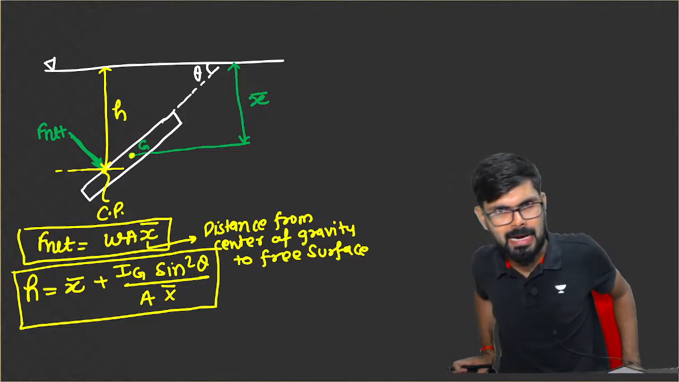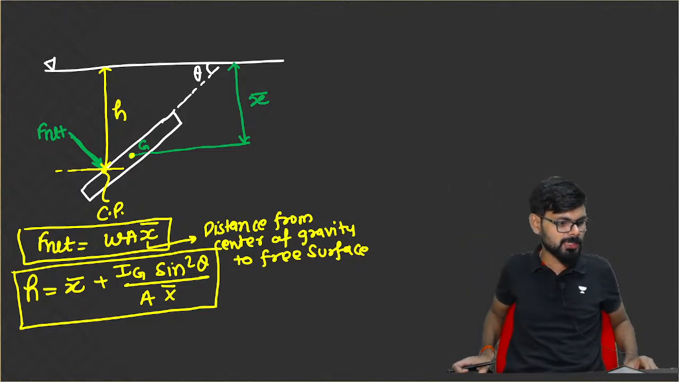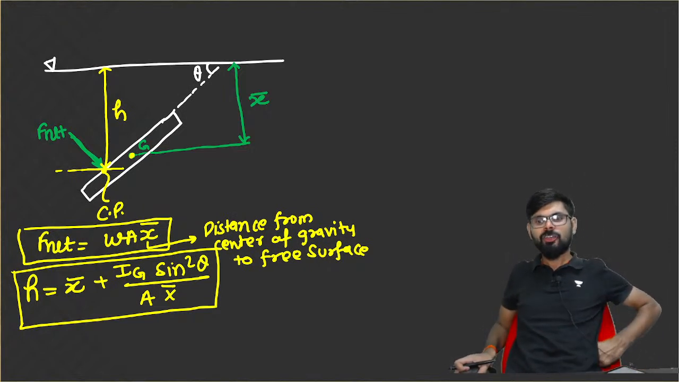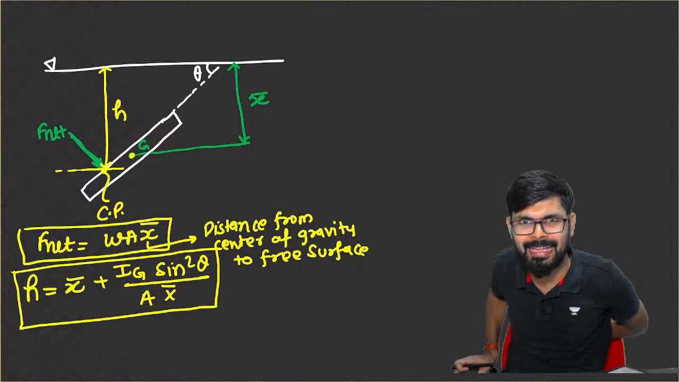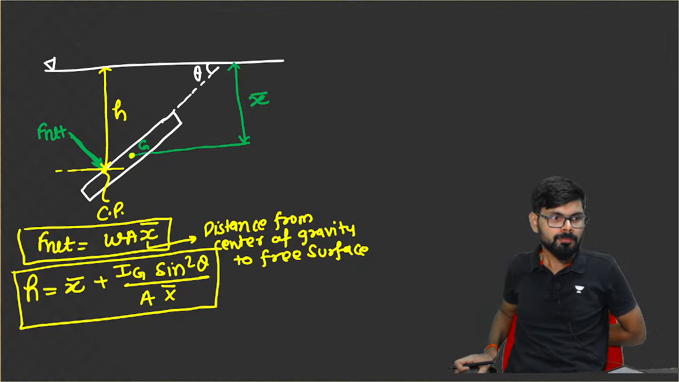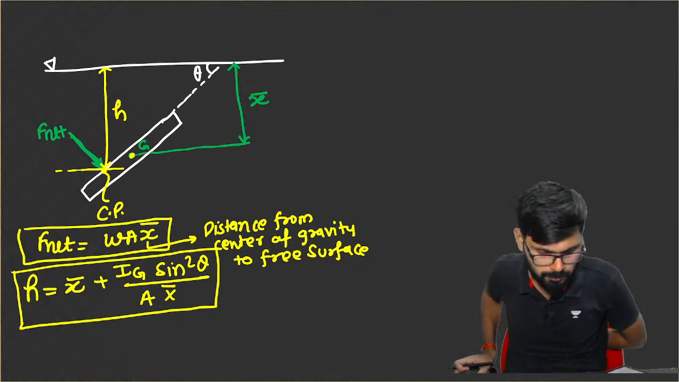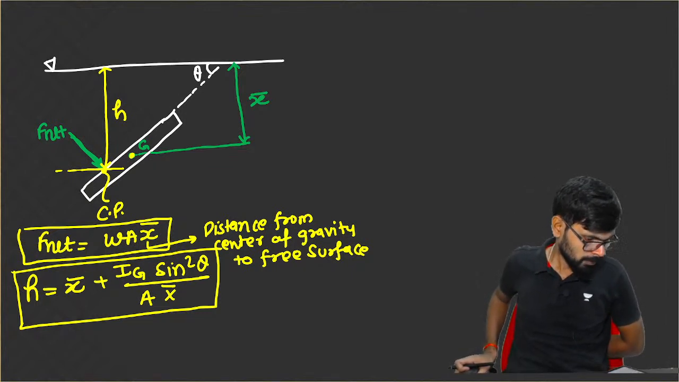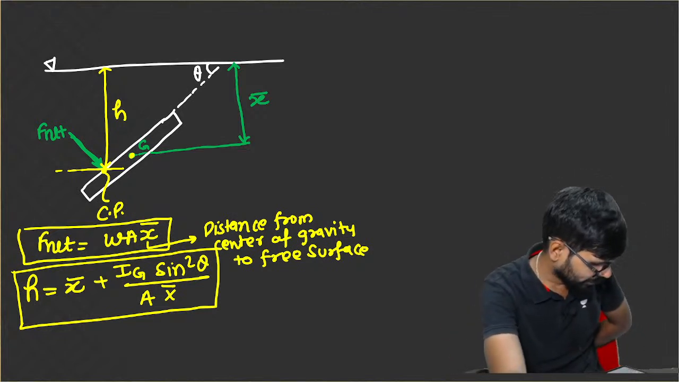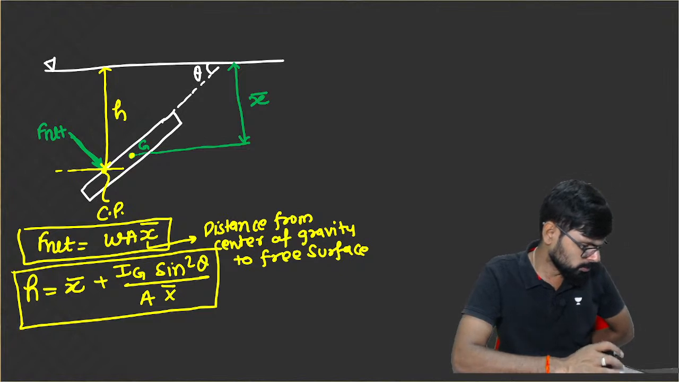Have you not studied strength of material yet, beta? Ig is moment of inertia about centroidal axis. Clear hai? Any confusion anyone? Shall I move further? Jaldi bolo.